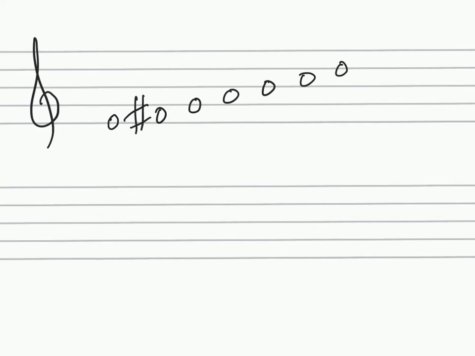Let's do E and B first. So if I use a whole step, that'll be F sharp, not F natural, because E to F is a half step, E to F sharp is a whole step. And now I want a half step, that's F sharp to G, two whole steps, G to A and A to B, a half step now, B to C, and two whole steps, C to D and D to E.